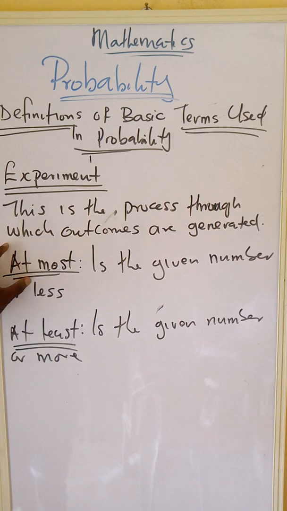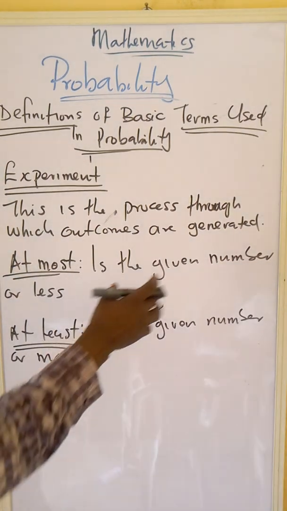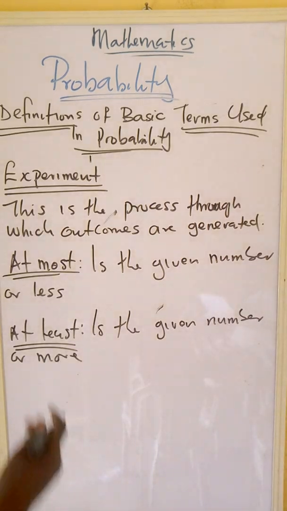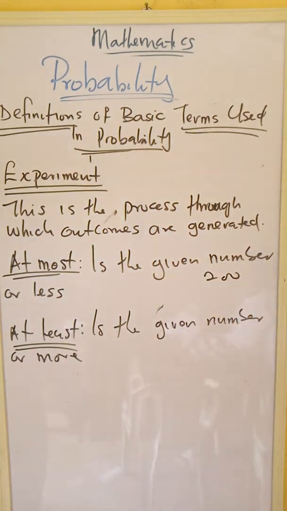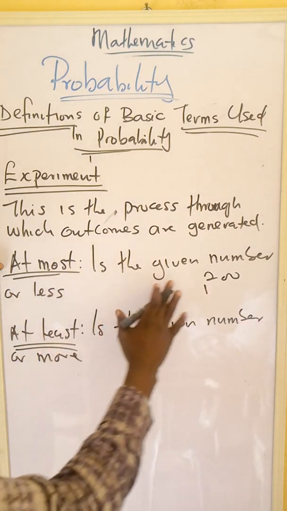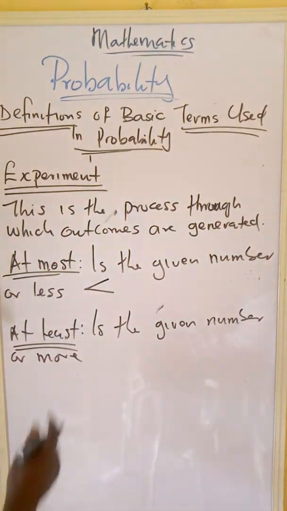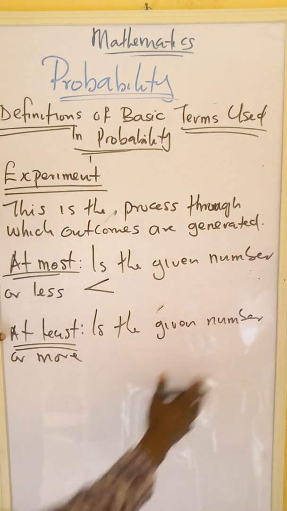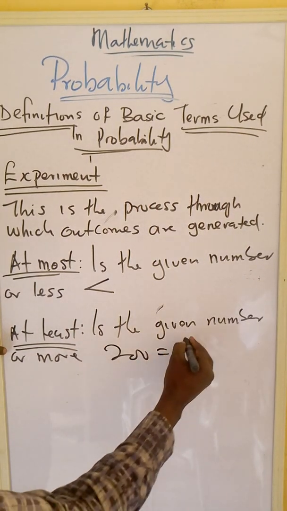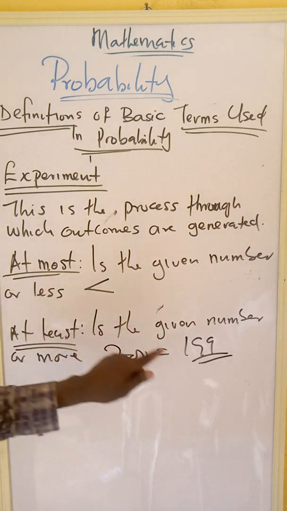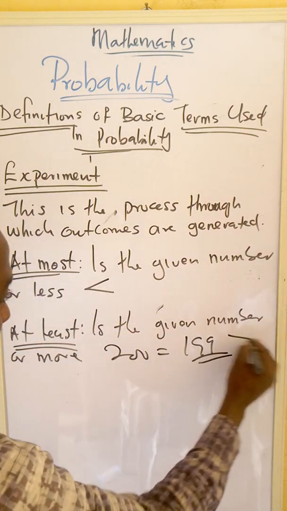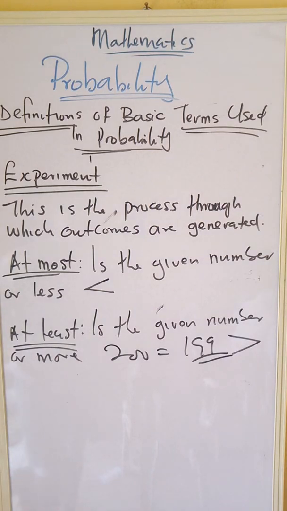So let's look at another term again. At most. At most is the given number or less. If you need 200 naira, and someone gives you 1 naira, you are okay. That is at most, given number or less. So this one is what? Less than. While at least is the given number or more. If you need 200 naira and someone gives you 199, they cannot solve your problem. But you need at least 200 or more. So that one is what? Greater than. So this comes to an end of some definitions about probability.